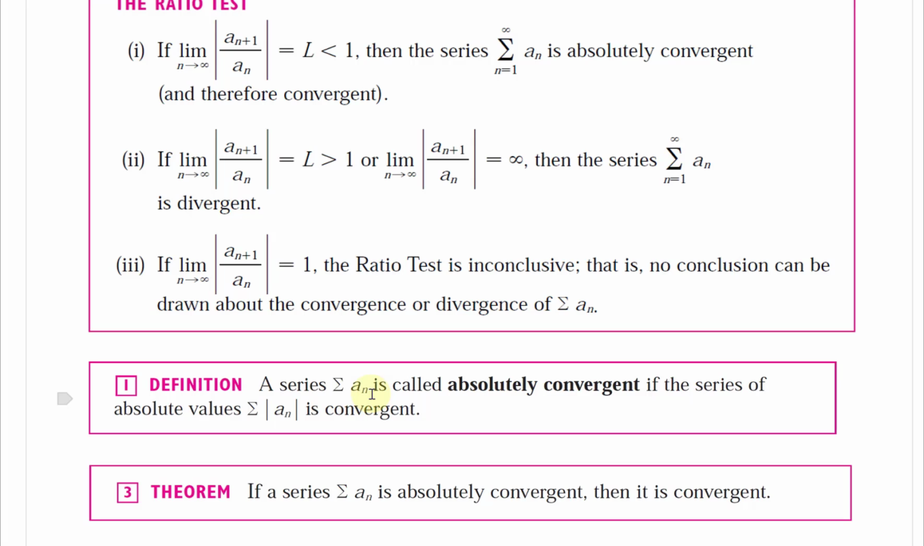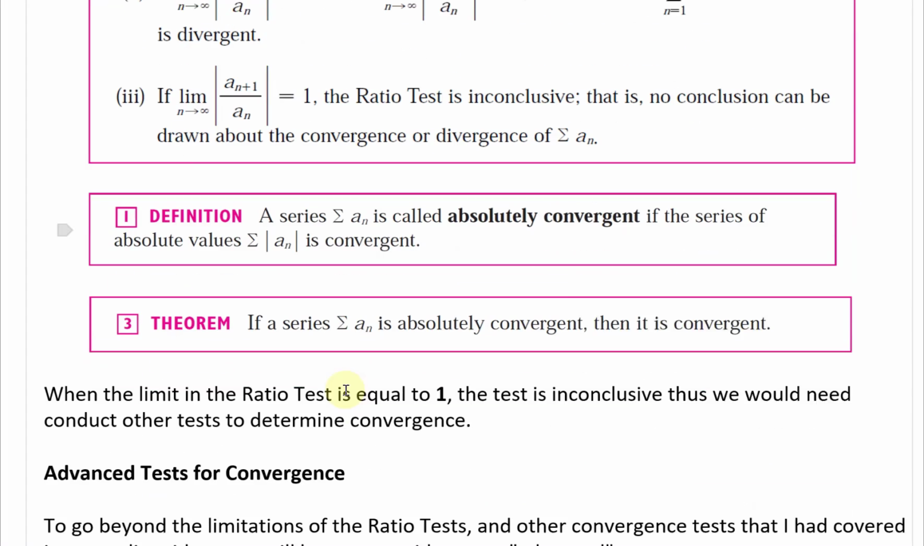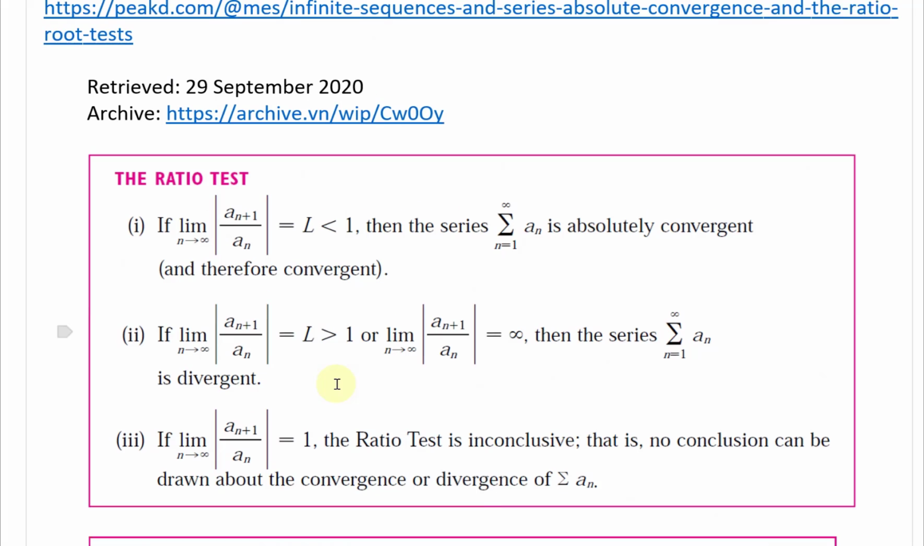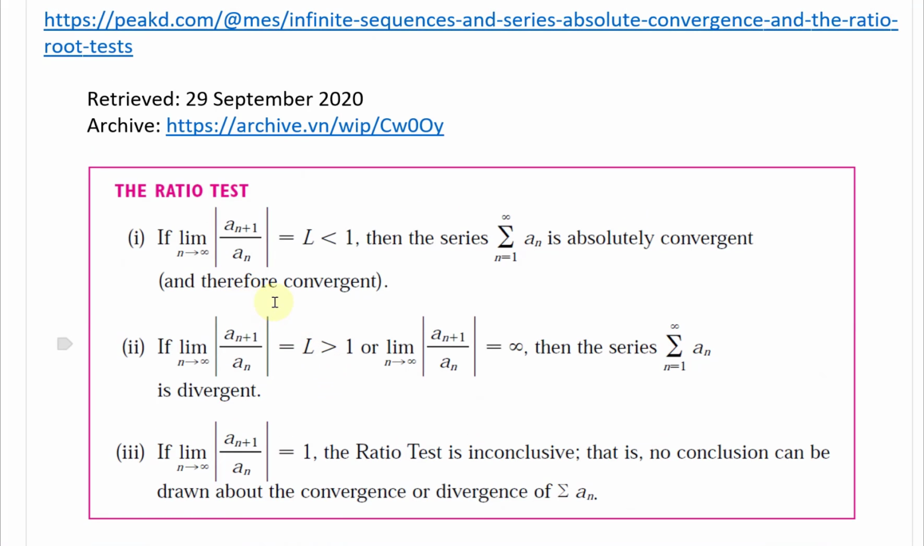A series an is called absolutely convergent if the series of absolute values of an is convergent. And also the theorem I went over in that video: if a series an is absolutely convergent, then it is convergent. So again, just a recap from the earlier video. And now the second part of the ratio test.